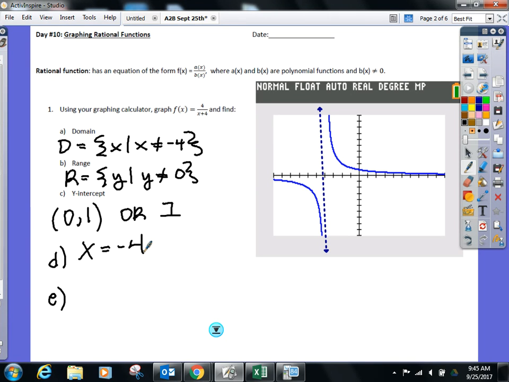What about the horizontal asymptote? Remember, it's an equation, so I can't just write down 0. Y equals 0. Yep.